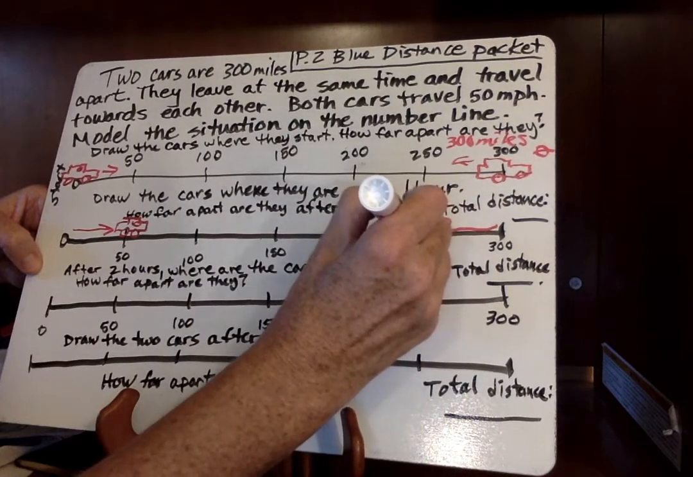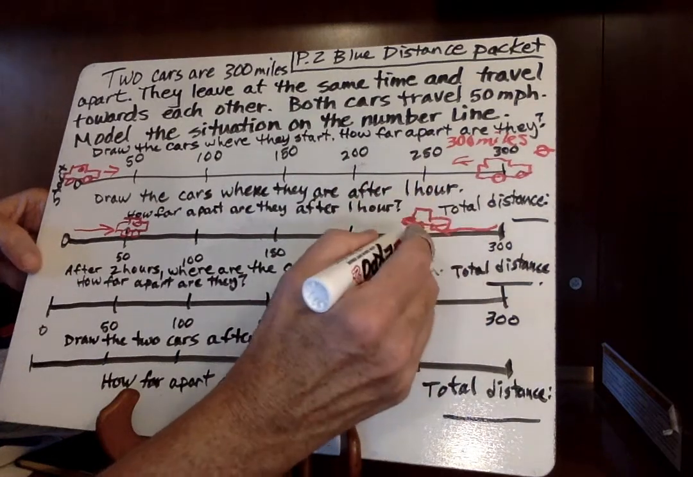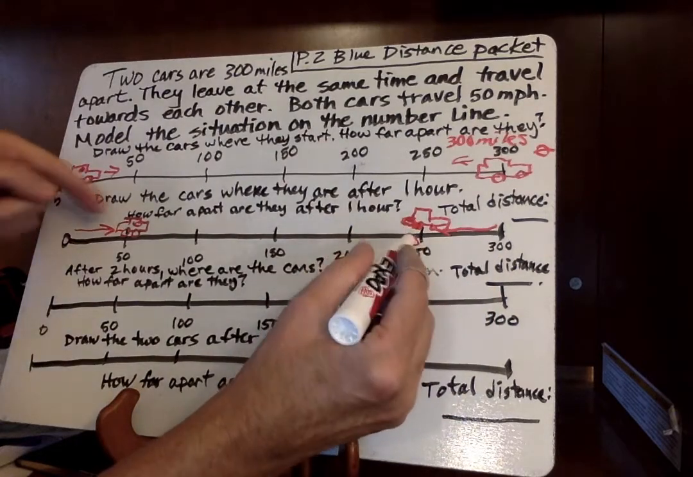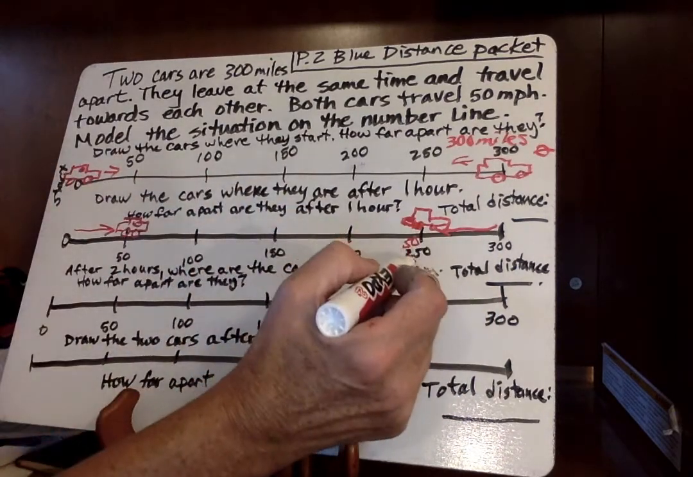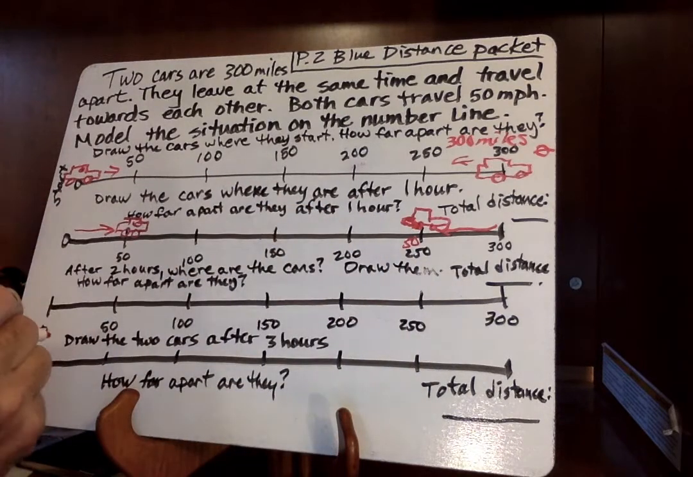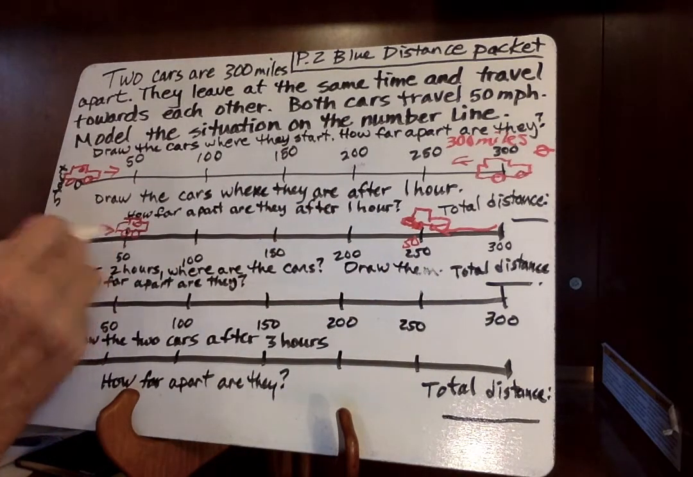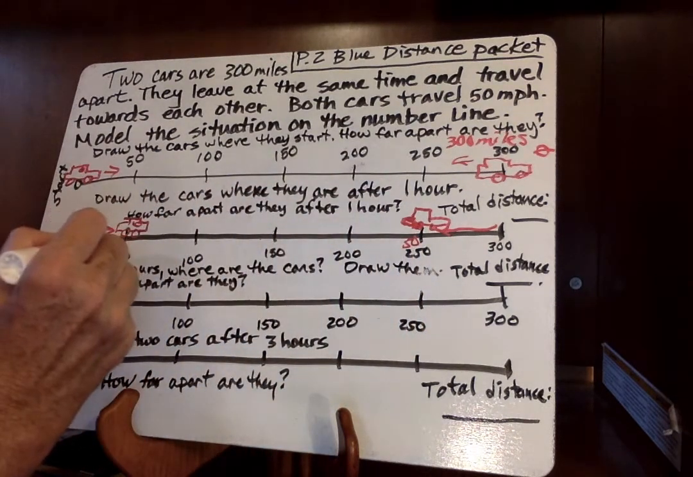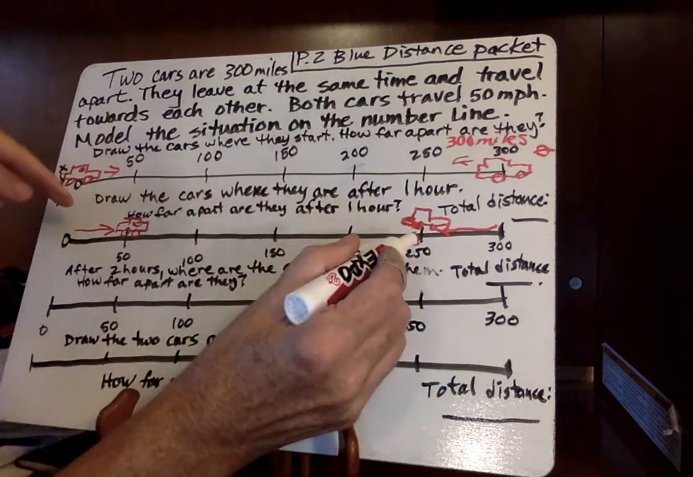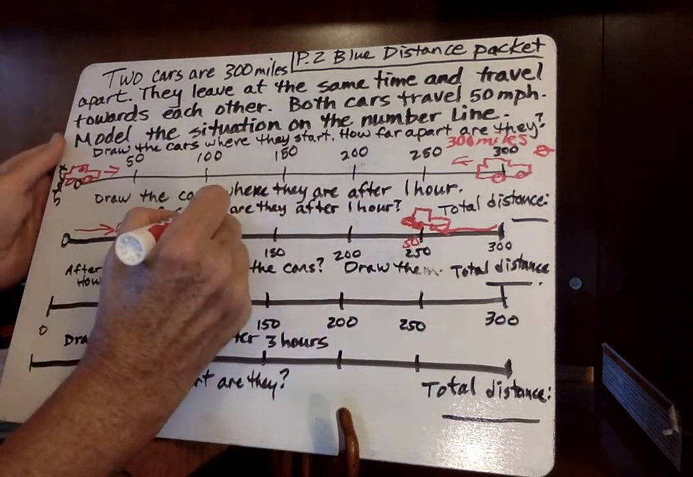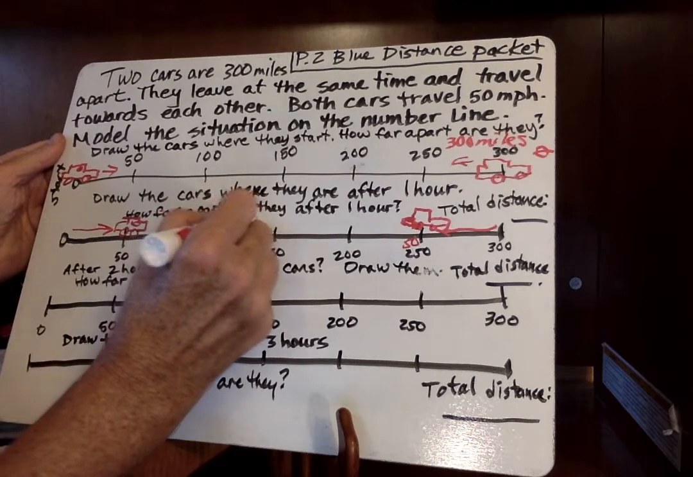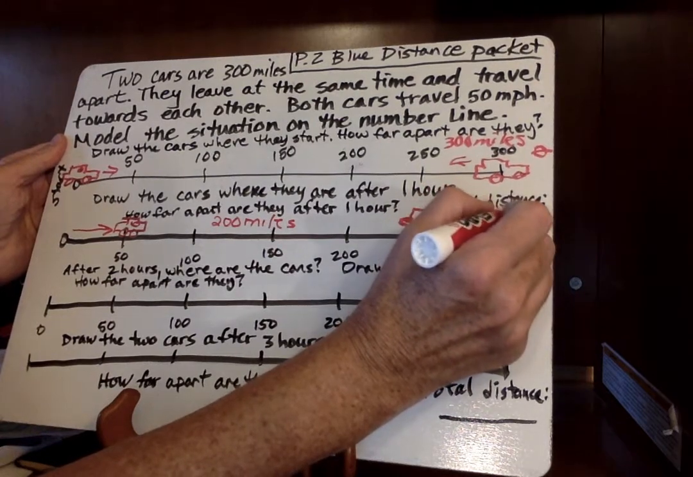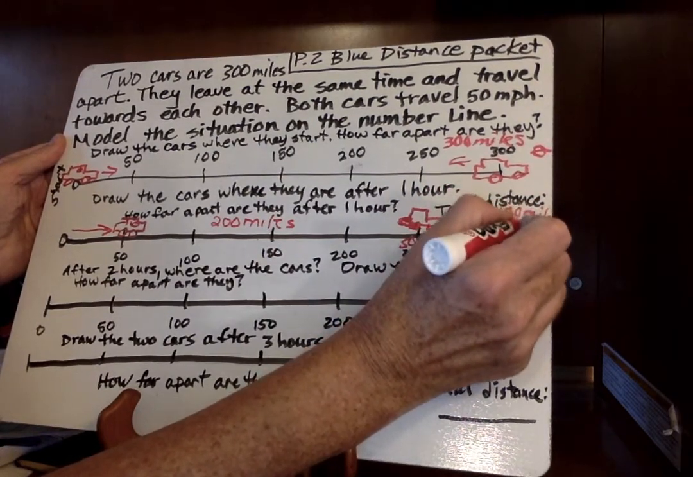And yes, you can make fun of my drawing because I know I'm bad at it. So he's gone 50 miles and he's gone 50 miles. So how far apart are they? Don't say 250 miles just because that's on the number line, because remember, this driver here is not at 0 anymore. So we have to go 250 minus 50. So they are now 200 miles apart. So the total distance that they've traveled is 100 miles, and that's after the first hour.